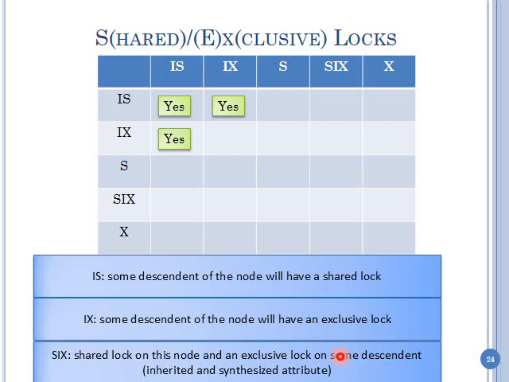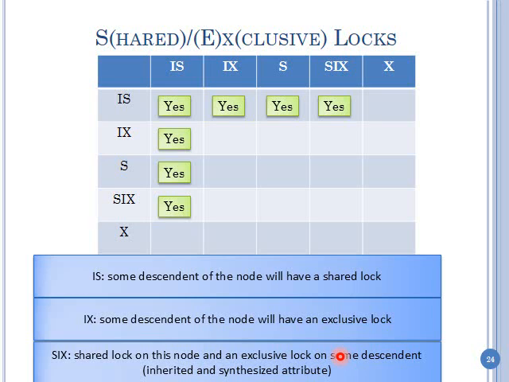IS and S. Somebody's put a shared lock on the whole document, and I want to read a particular component of that. IS and SIX. Somebody's put a shared lock on the whole node, and some descendant has an exclusive lock. I want to put a shared lock on some descendant, which may not be the descendant that the first one is going to lock. So you're all saying yes. This commutes with the previous discussion, IS and S, so we put a yes here and a yes here.